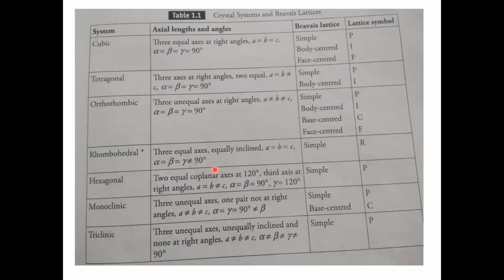These are the types of the cubic system, called Bravais lattices: simple cubic, body centered cubic, and face centered cubic. Then the next crystal system is tetragonal. In tetragonal, A is equal to B, not equal to C, and alpha, beta, gamma is 90 degrees. Only the height is different. This tetragonal crystal system has two types: simple tetragonal and body centered tetragonal.